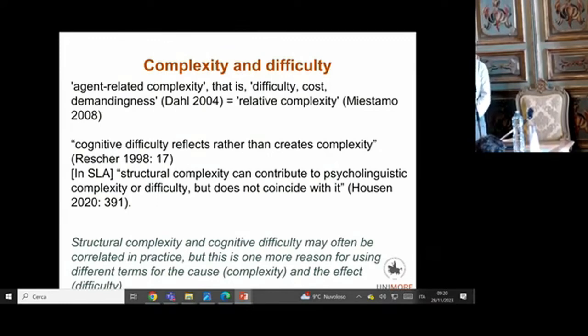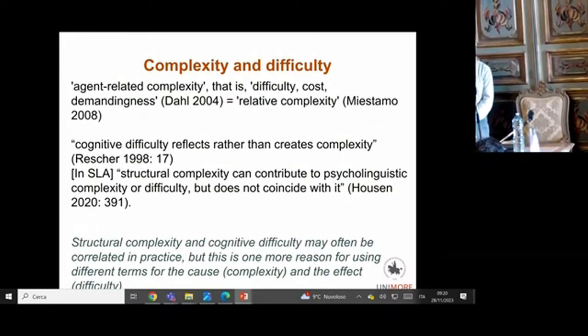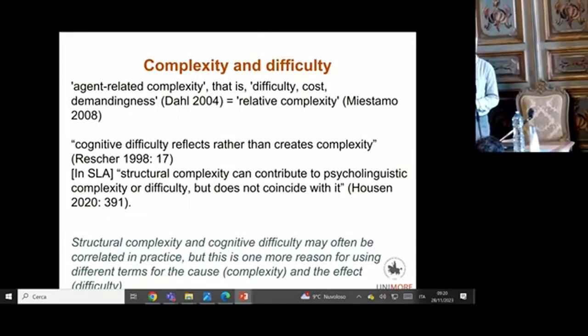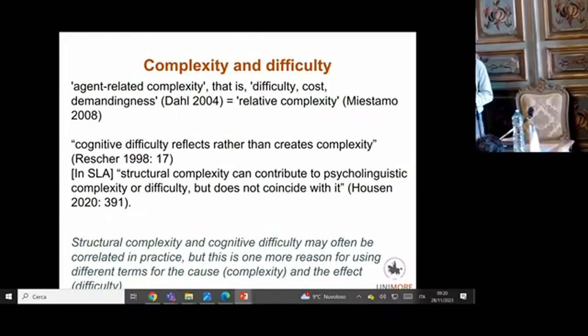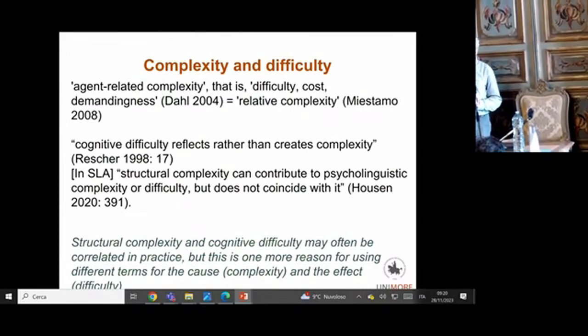Some authors speak of agent-related complexity, and then they add that this is the difficulty or cost and demandingness. Then why are you calling it complexity with a modifier rather than just calling it difficulty, cost, and demandingness? Okay. Mistamo calls this relative complexity, opposing it to absolute complexity, that is the structural complexity, but again, that is using the same term for different constructs. I think we all agree that difficulty reflects complexity. There is a clear directionality.